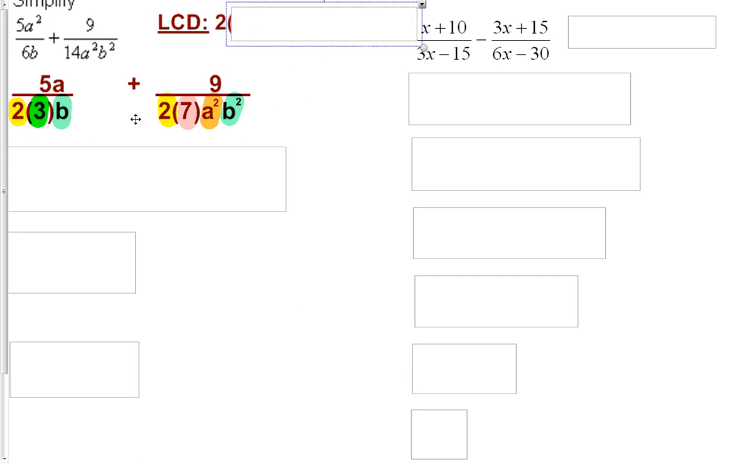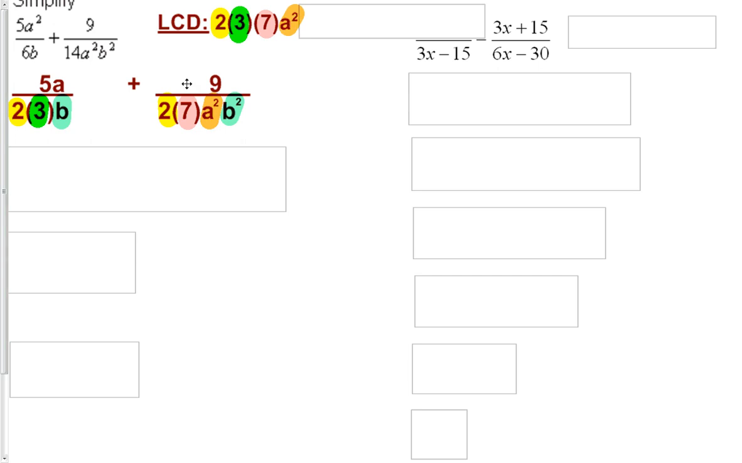Our 2 is taken to the first power, so that's the highest power we can get. Our 3, also taken to the first power, is the highest power present. We have a 7, again, highest power is 1 in this problem. Wrong color. There we go. Our A, highest power is 2.